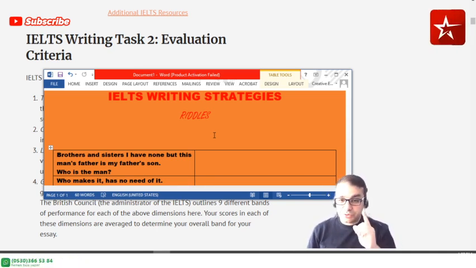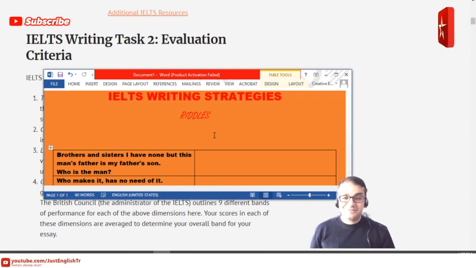Look to the word. I want you to think this way. I have none. He said, I have none. But this man's father is my father's son. So, get the connected idea. I want you to connect the bridge here. Connect the idea. What do you think?